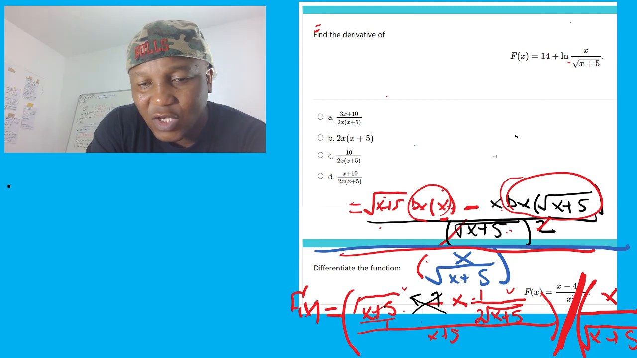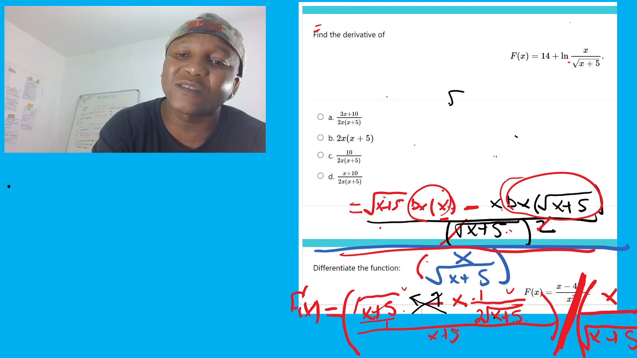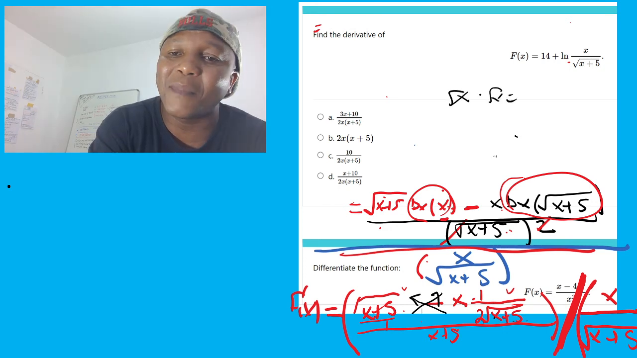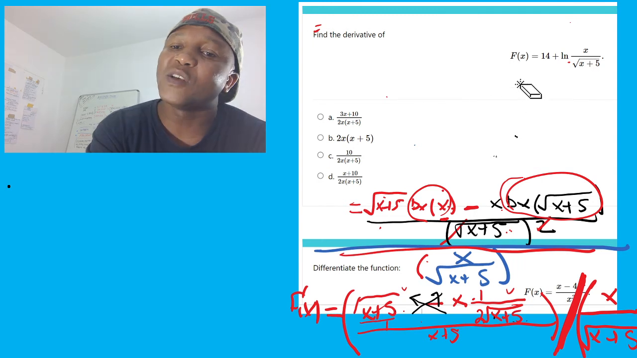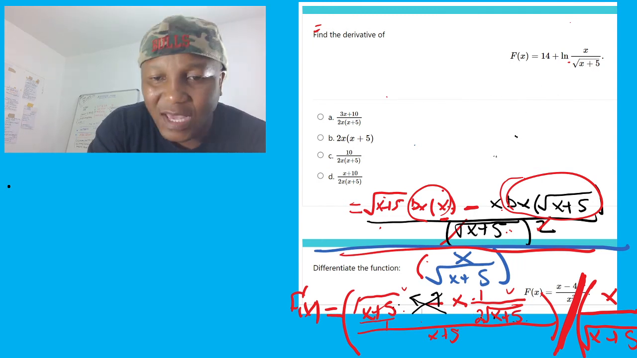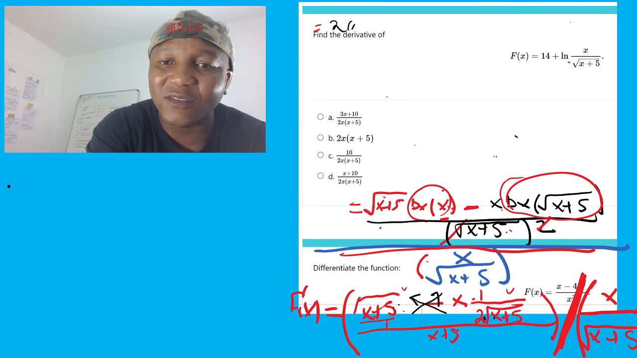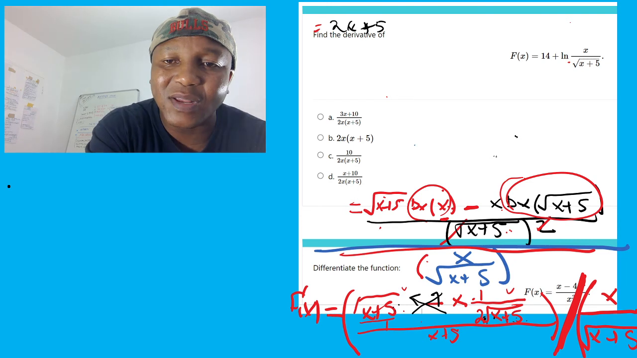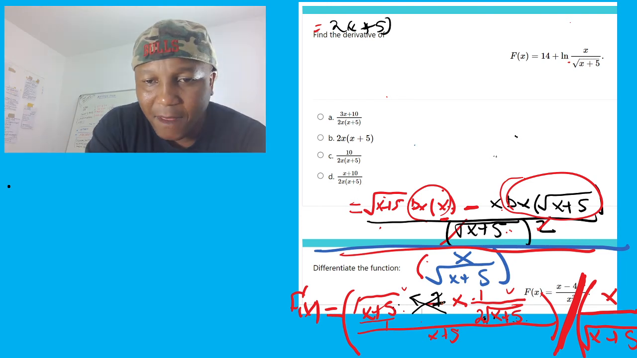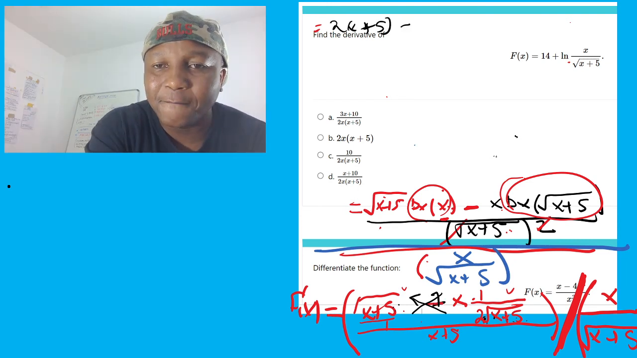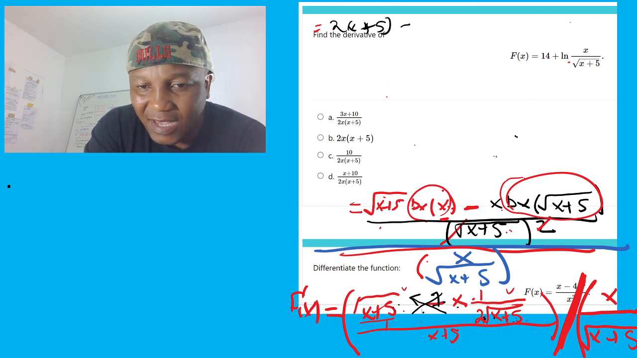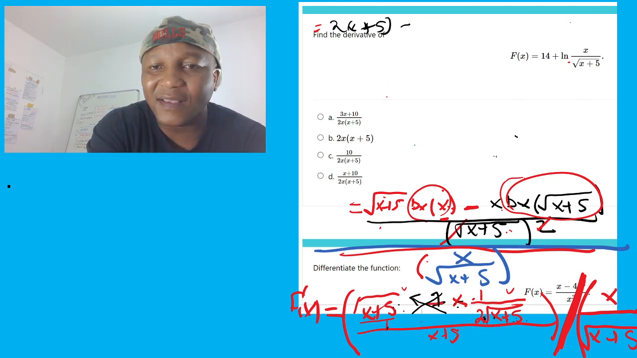Now we go square root of x plus 5 times square root of x plus 5 equal to x plus 5, because you have a square root of something multiplied by the square root of something, same thing, equal to x. So if you look carefully here, we got 2, and this is going to be x plus 5 minus, and then x times 1 equal to x.